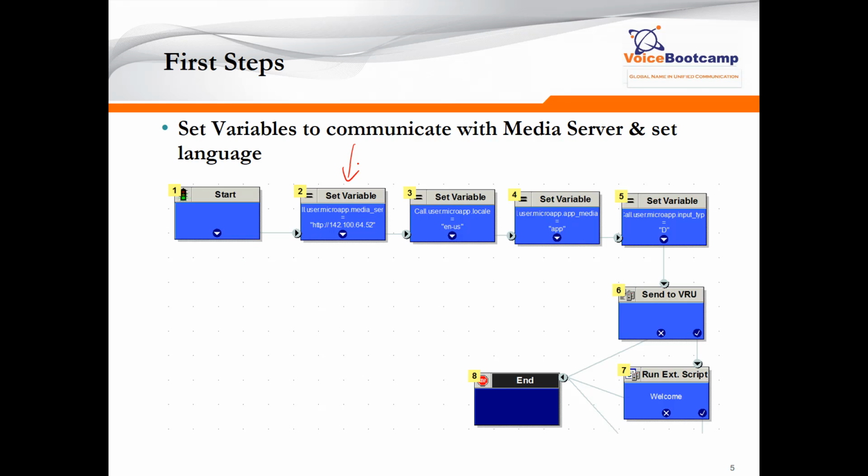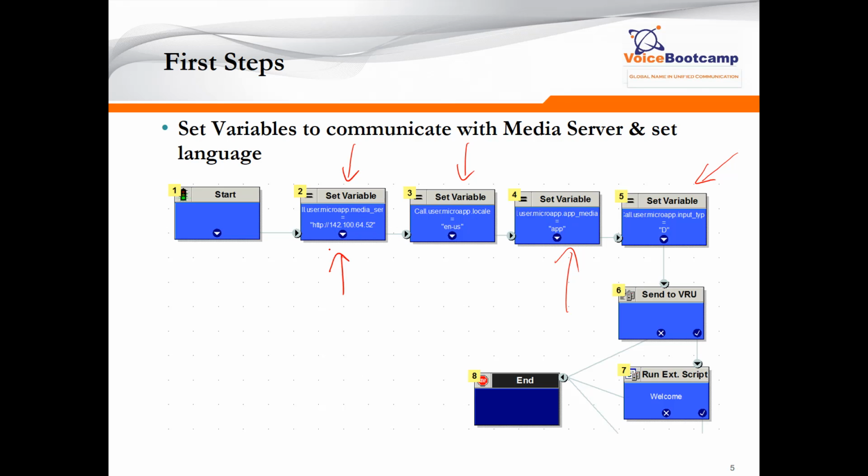The first thing we do is define the IP address of your media server. This is where the prompts are located, using the micro app media server. If you're not familiar with some of these variables, please take a look at our earlier labs from our study kits, which will explain how to develop a script from ground zero. Next, we're going to set up the language, followed by the subfolder where my media prompts are located. Then we define the input type, whether it is DTMF or text-to-speech.